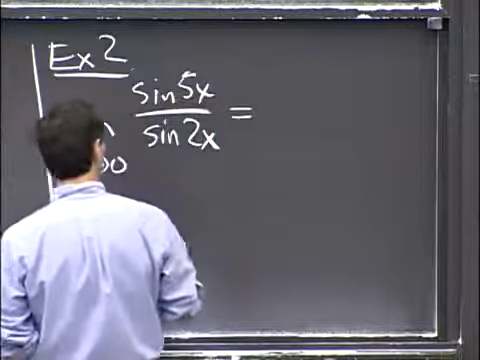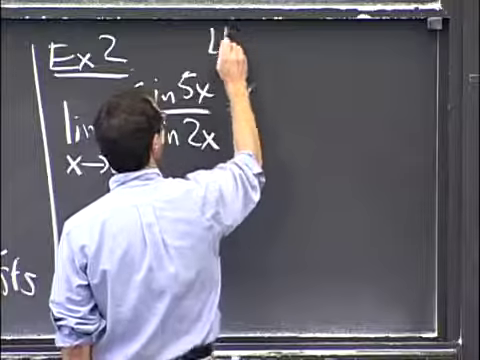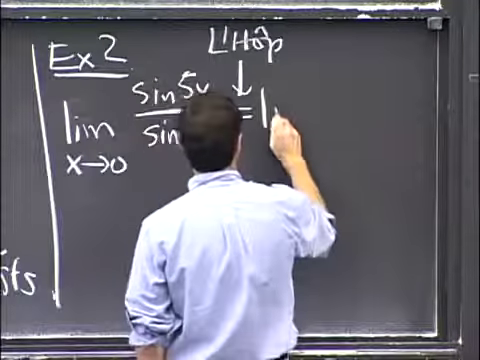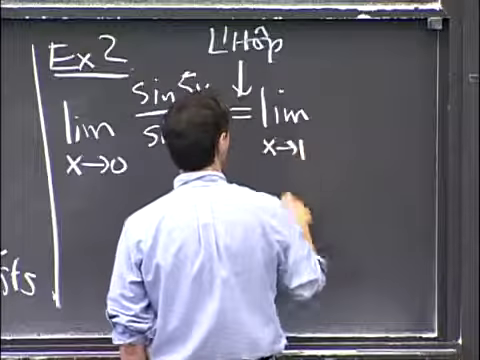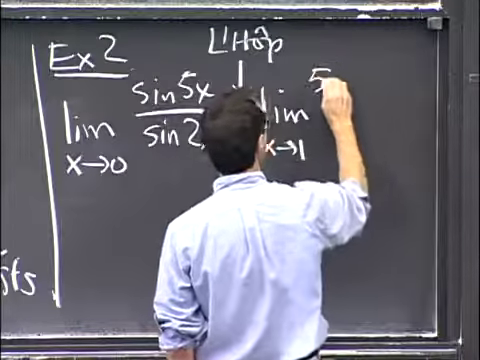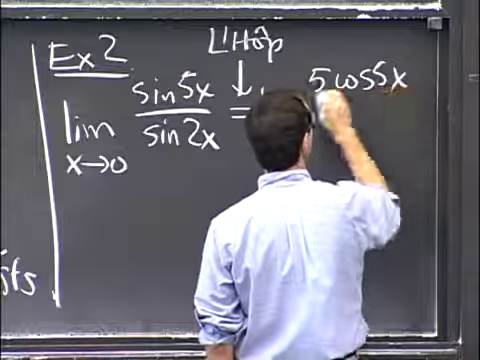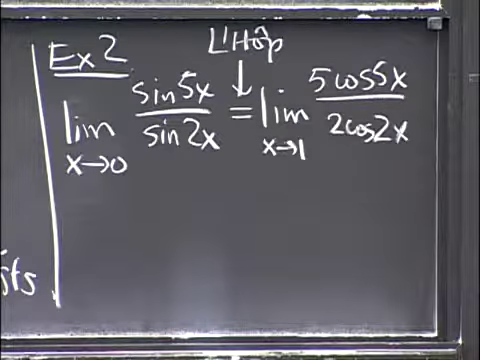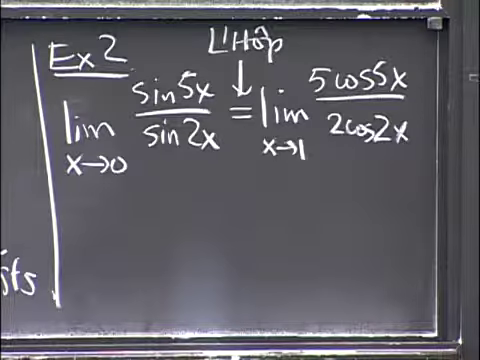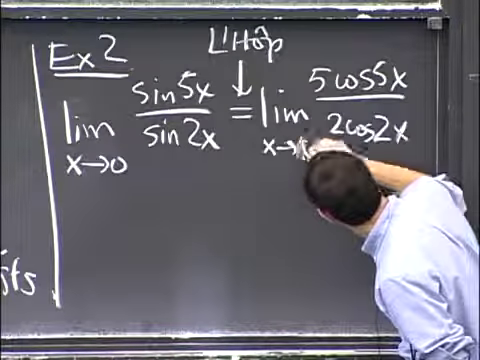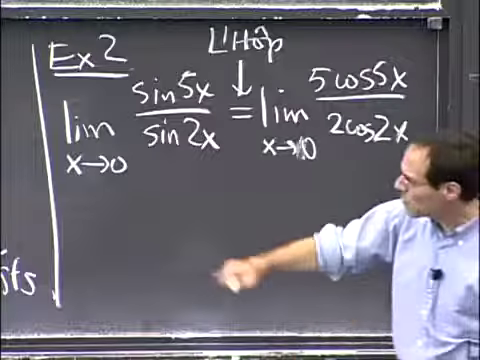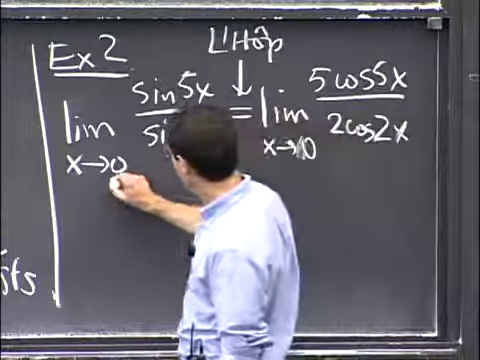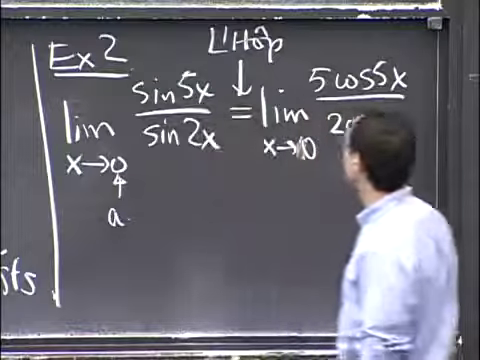So by L'Hopital's rule, so here's the step. We're going to take one of these steps. This is the limit as x goes to 0 of the derivatives here. So that's 5 cosine 5x divided by 2 cosine 2x. Oh, whoops. Thank you. The limit was 1 over there, but now it's 0. A is 0 in this case, right? This is the number A. Thank you.